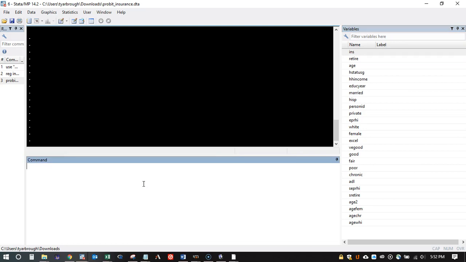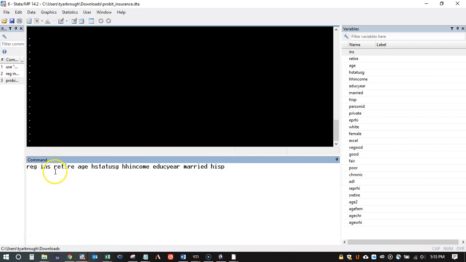Again, we're going to run an OLS model. We know this is wrong, but just so you see that nothing's going to tell you that this is wrong. So we're going to regress INS on these other variables of interest: whether the person is retired, their age, a binary variable for whether the person reports their health status as being good, the household income, the number of years of education they received, is the person married, and is the person Hispanic.